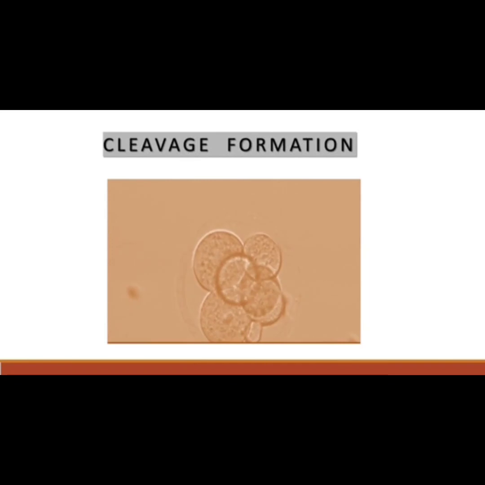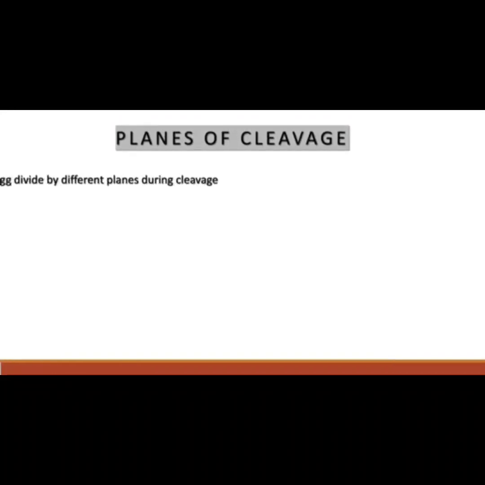Cleavage formation. During cleavage formation, the cell divides without an increase in mass, that is, one large single-celled zygote divides into multiple smaller cells. Planes of cleavage. The cleavage is initiated by the appearance of a groove called the cleavage furrow. It may divide the egg from different angles or planes.